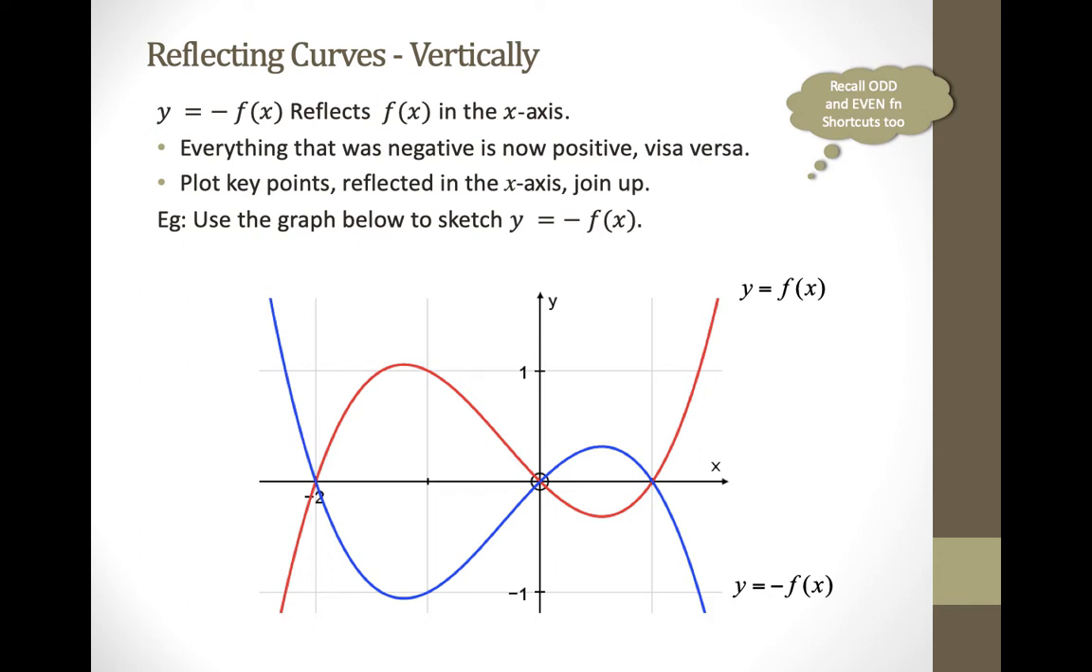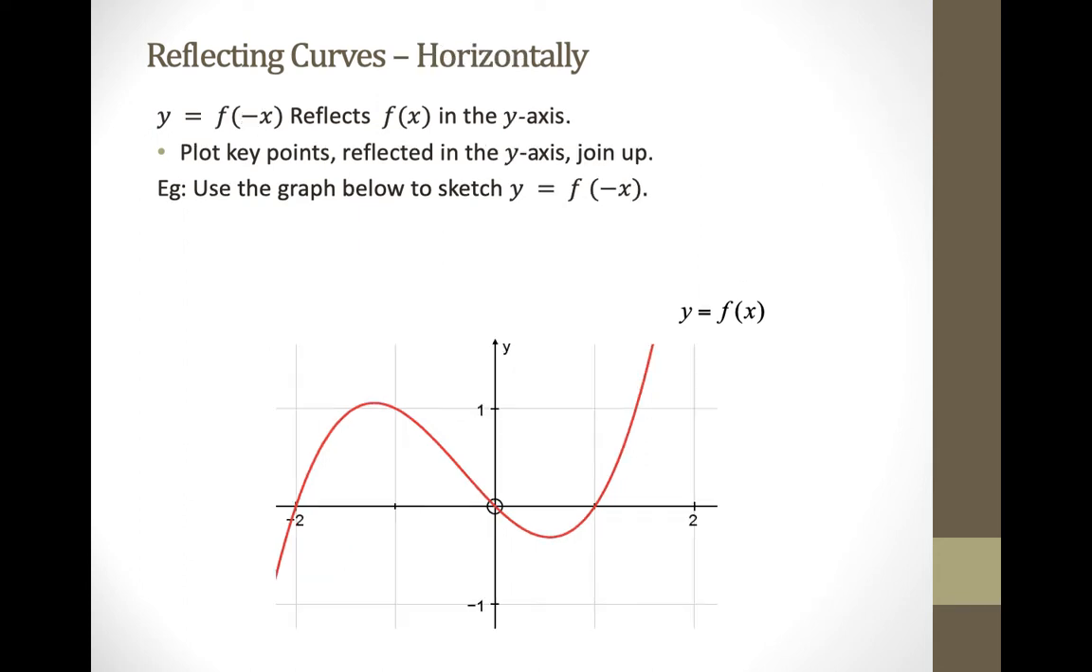When we go ahead and reflect things horizontally, we haven't done a lot of that yet. It's just the same, only we reflect them in the y-axis and not the x-axis. So again, we take key points and reflect them. The only current example I can think of is when we did things like y equals x cubed, we knew it went that way. But if we did, in brackets, negative x all cubed, it went this way and turned it around.